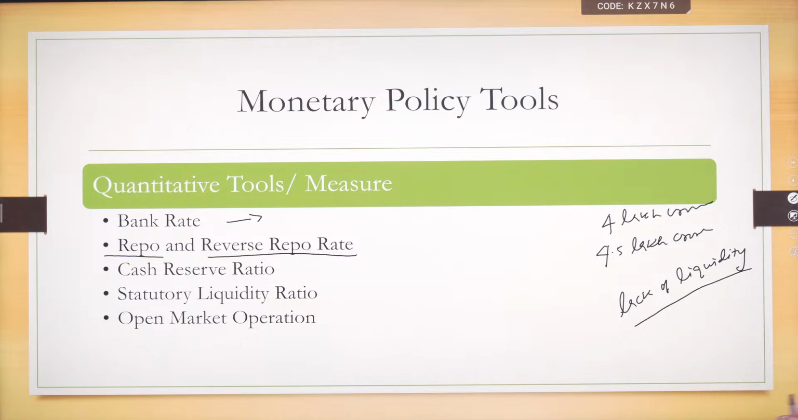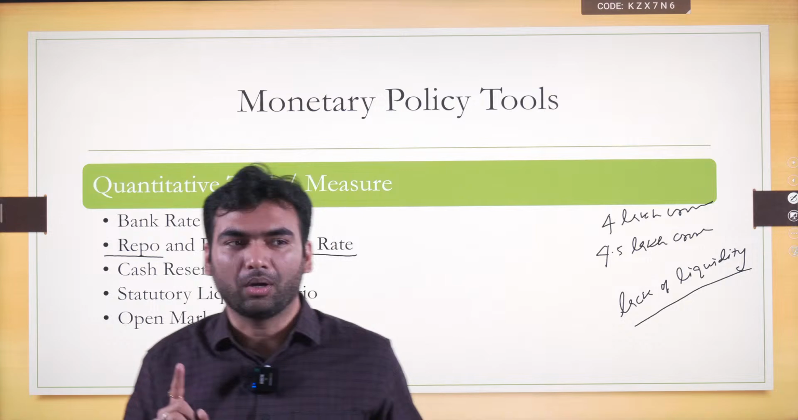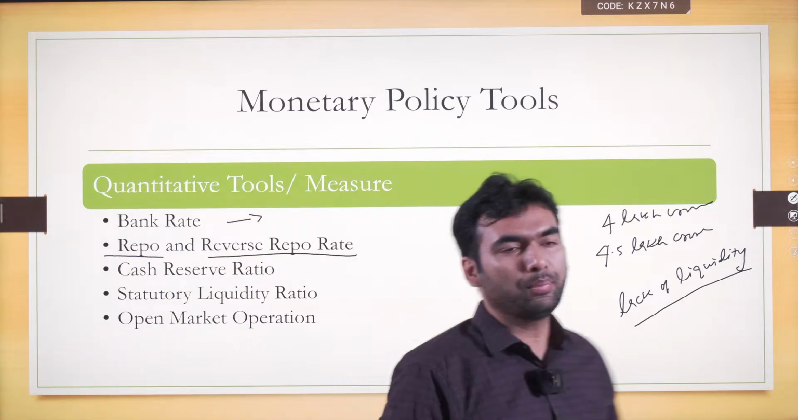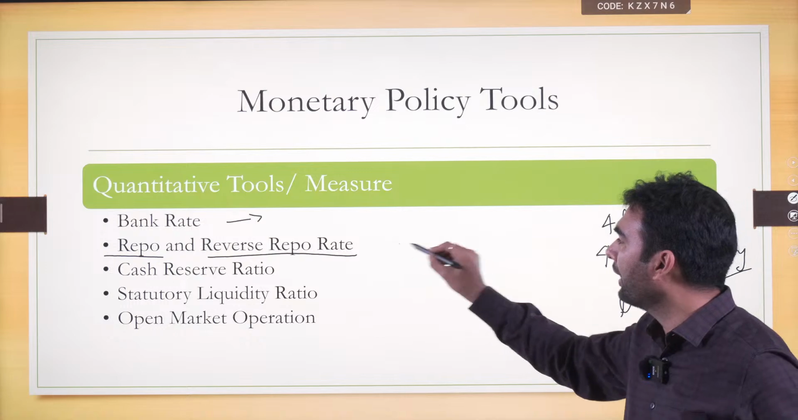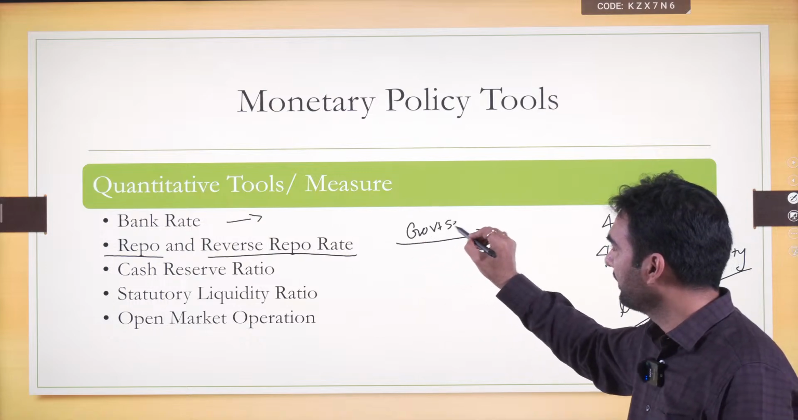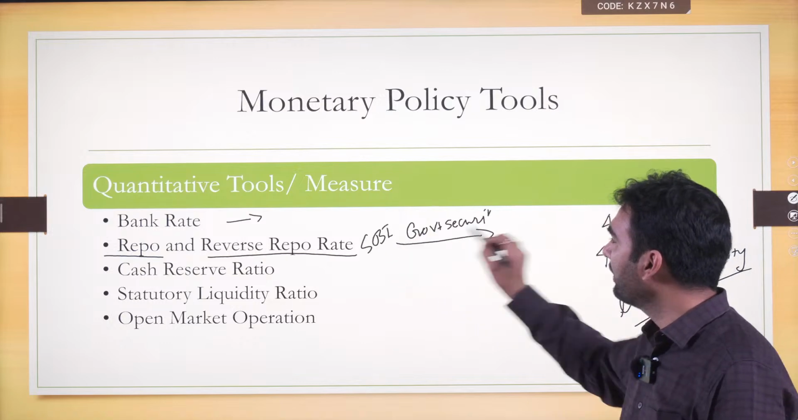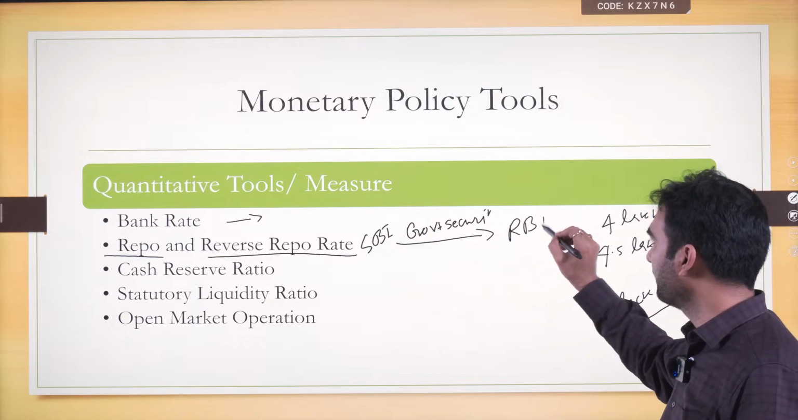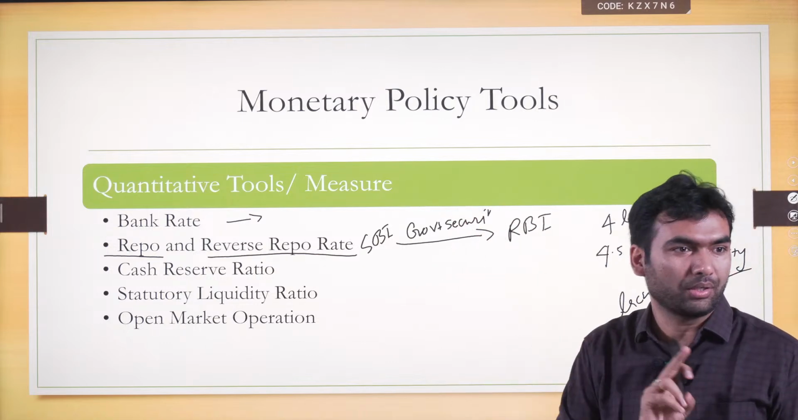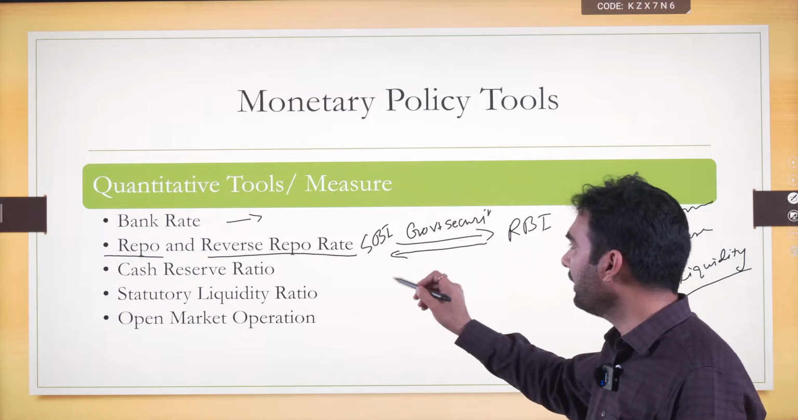But then RBI said that, see, when you give a loan to anyone, you ask for collateral. So I will also ask for collateral. So you will have to give me collateral. As a collateral, what will you give? Government security. So this is how it happens. SBI gave government security to RBI. And this is collateral. This is not a sale of government security per se. Okay. And in return, RBI provided money to SBI.